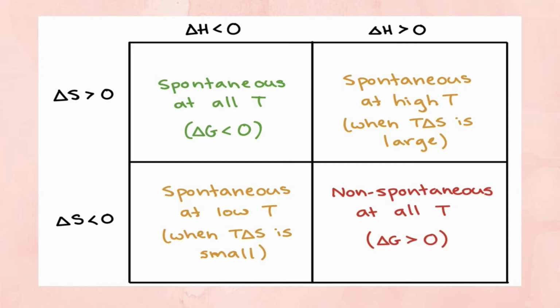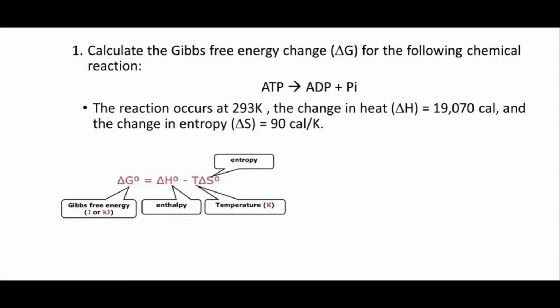If entropy is positive and enthalpy is negative, it is non-spontaneous at all temperature. If both entropy and enthalpy is positive, then it is spontaneous at high temperature. If entropy is positive and enthalpy is negative, it is non-spontaneous at all temperature.